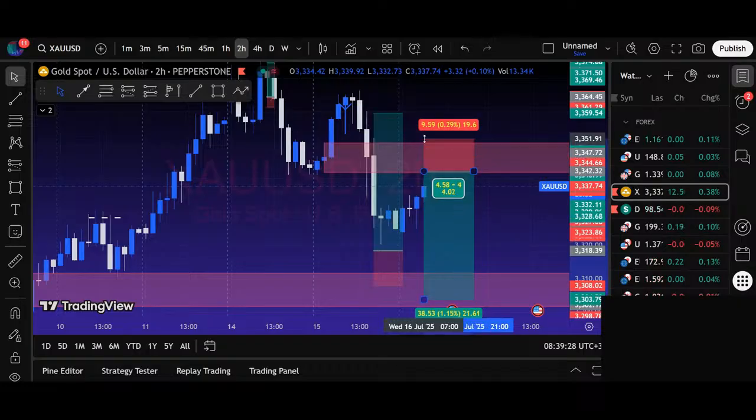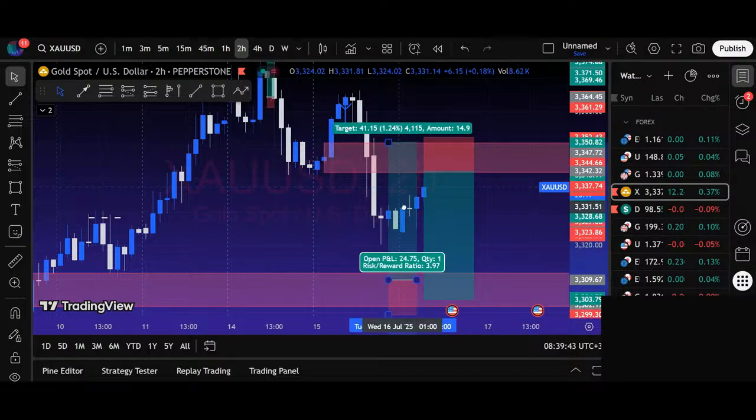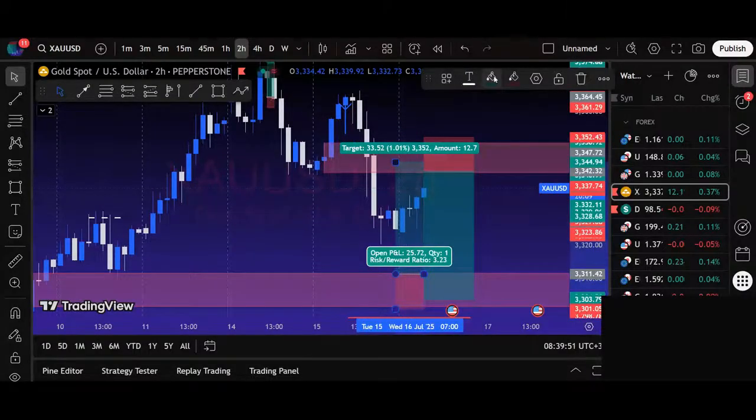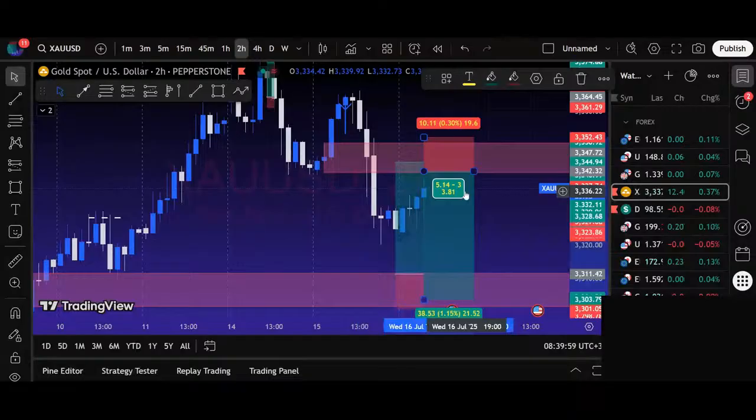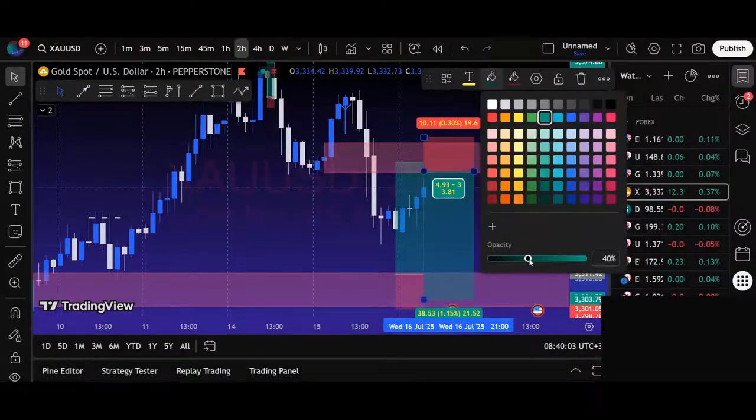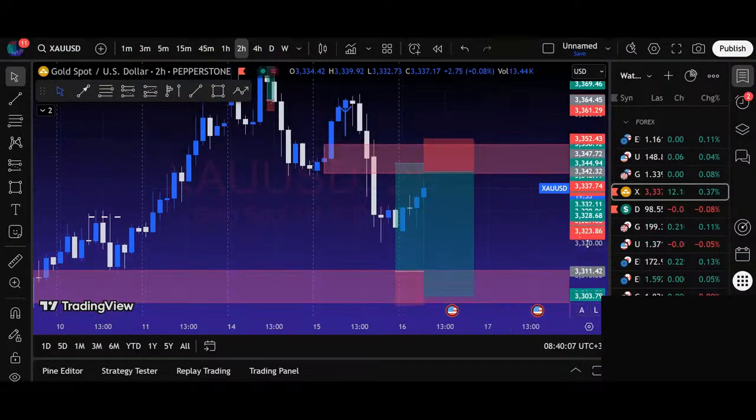So kitu kama hiyo. Risky reward. So long need this one. If you're buying from this zone down here, let me add the opacity into 200 at least. This one is too nice. Now this is what the toolkit is telling us.